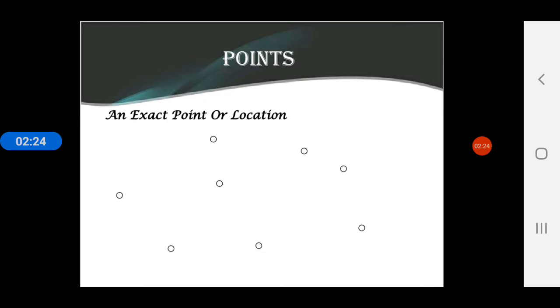For example, with the help of non-collinear points, you can make a triangle. But with the help of 3 collinear points, you cannot make a triangle.